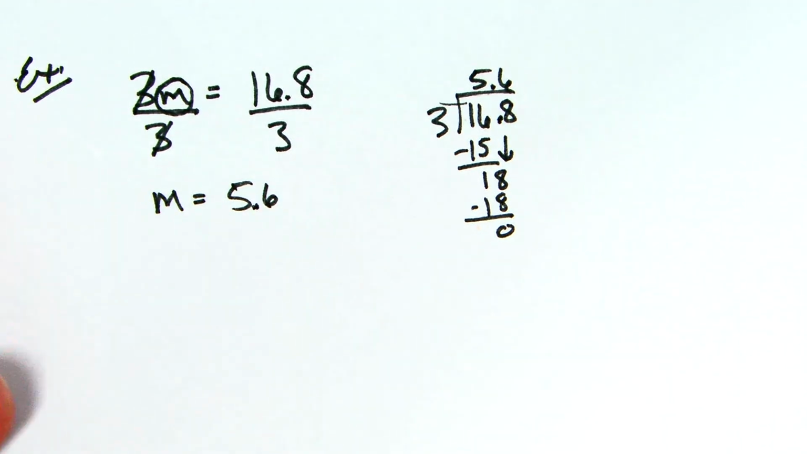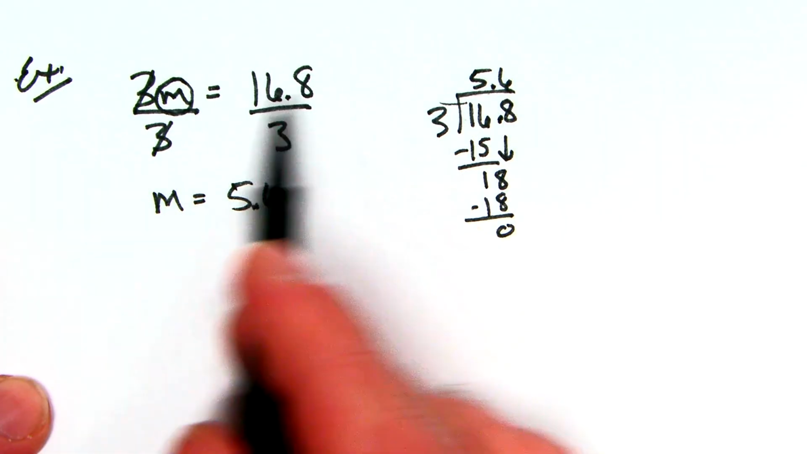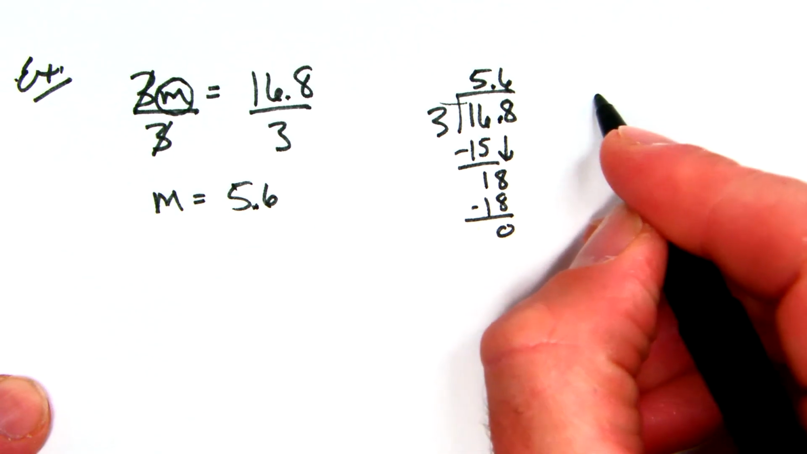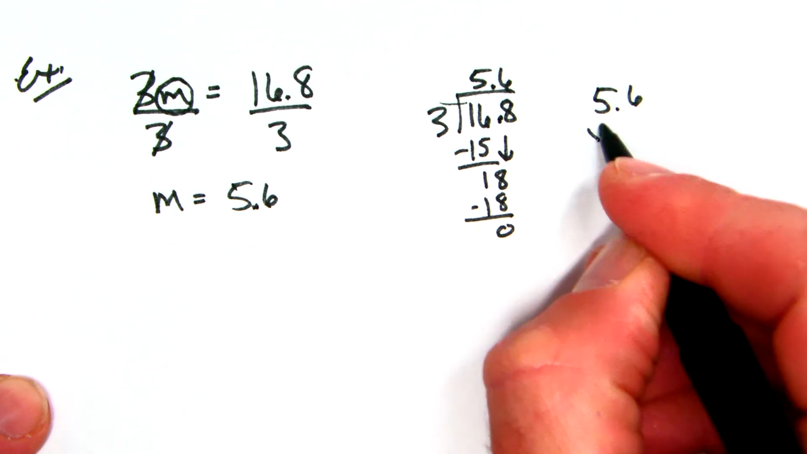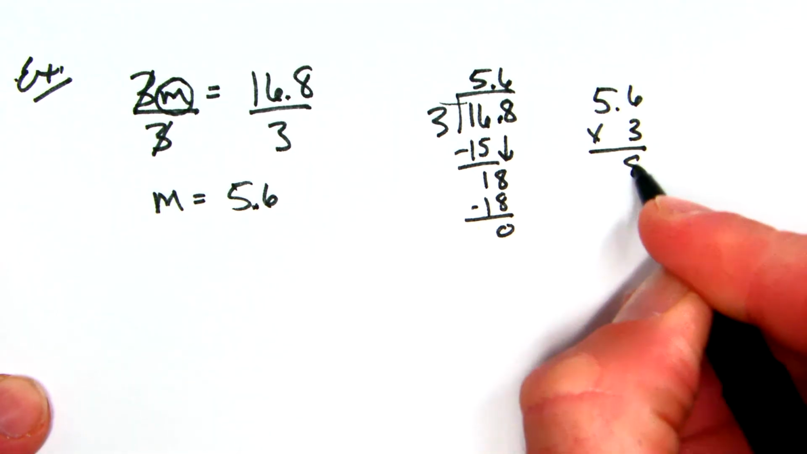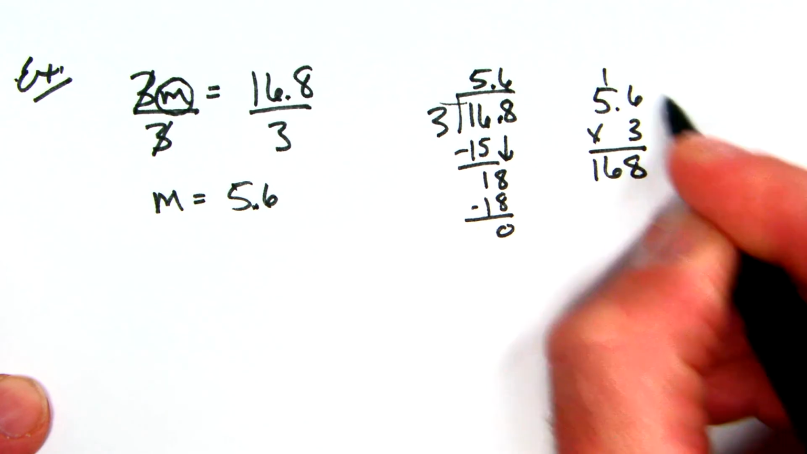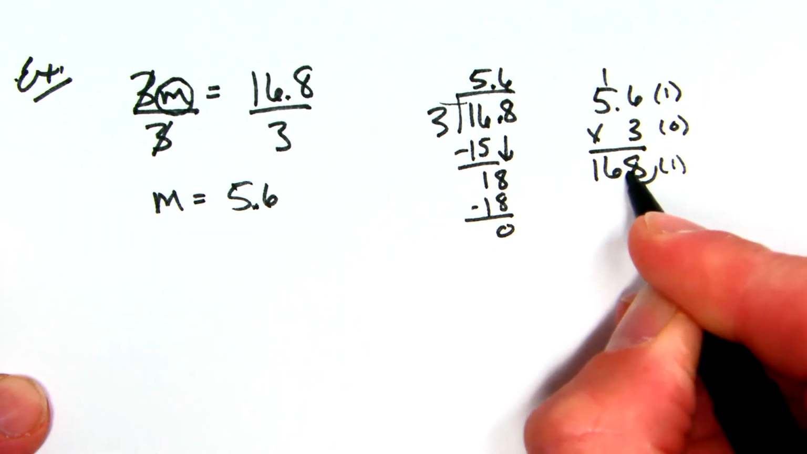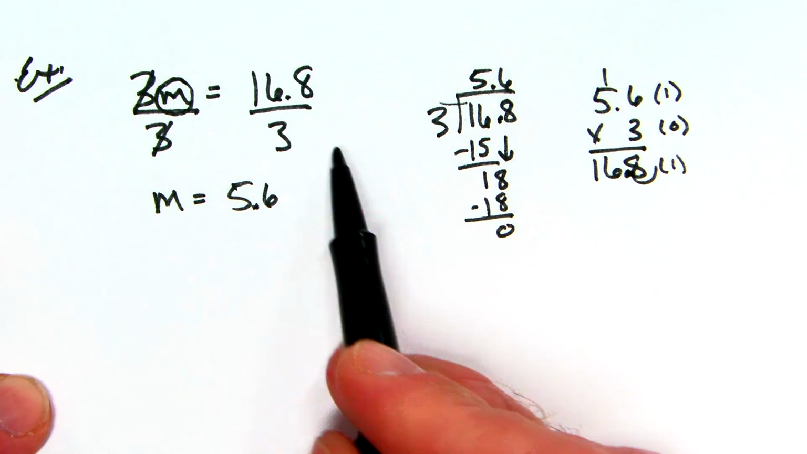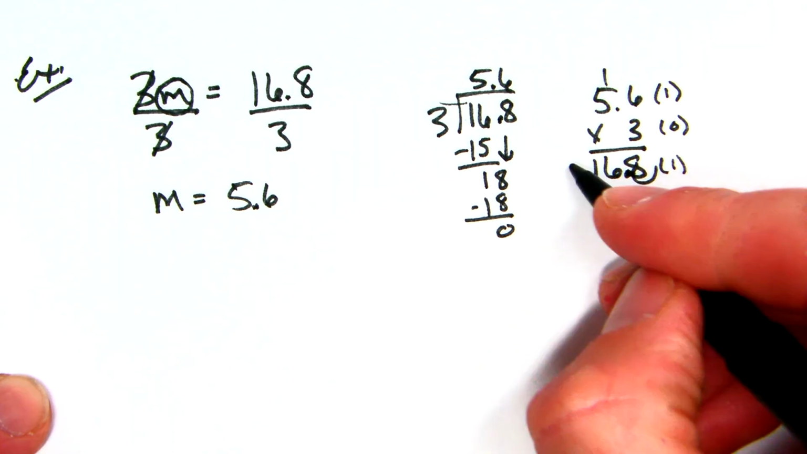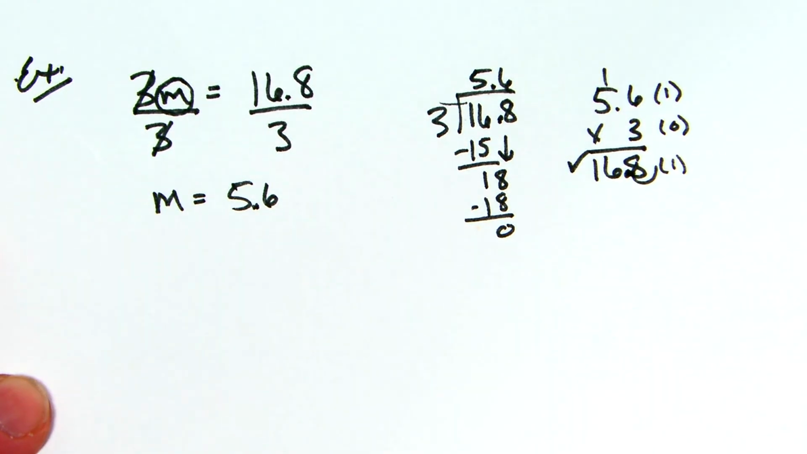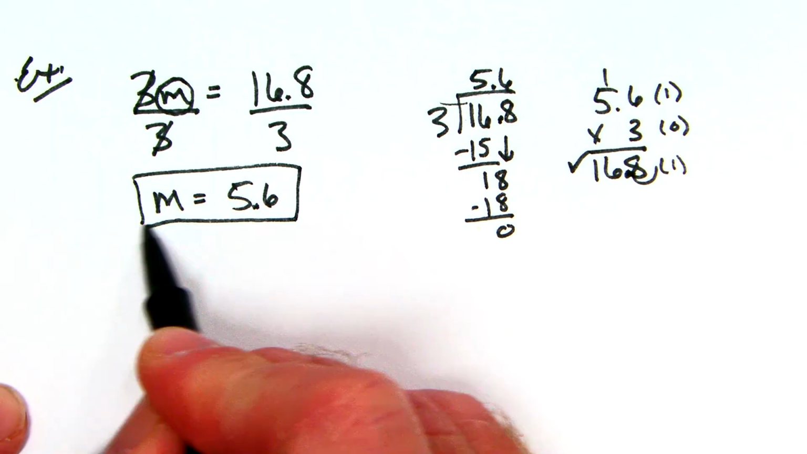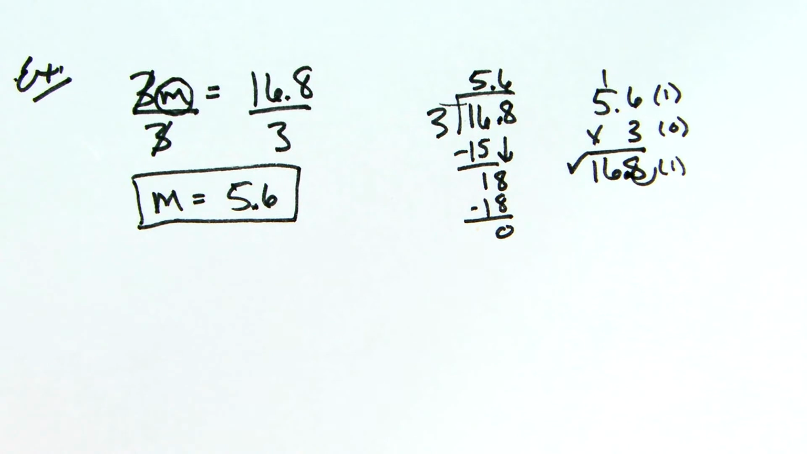Let's check just to make sure. We're going to plug 5 and 6 tenths back in, and multiply that by 3. One decimal spot there, zero spots there, so one in our answer. So 16 and 8 tenths, 16 and 8 tenths. Looks like we're good to go. That's the cool thing about this, you can actually check your answers before you're done. So in this case, 5 and 6 tenths is the value for m.